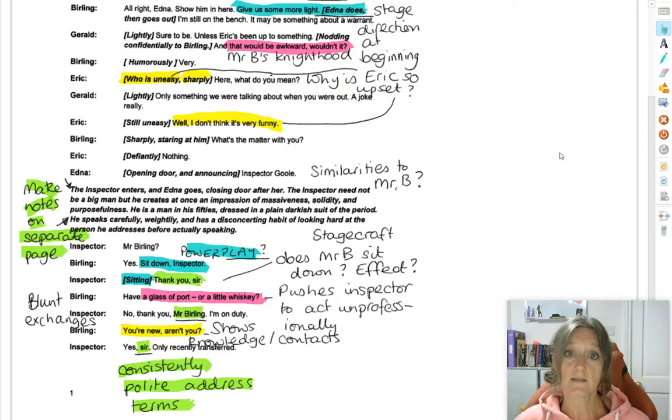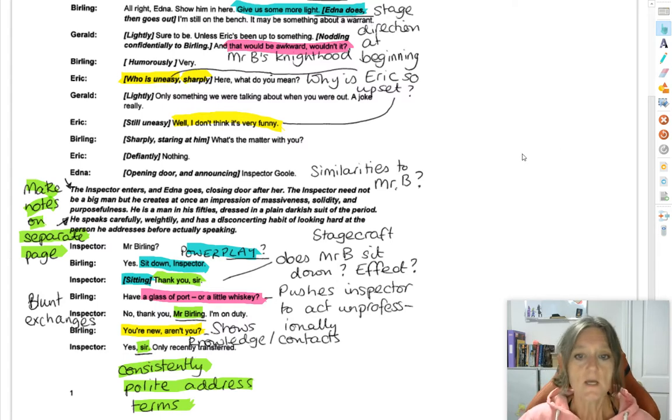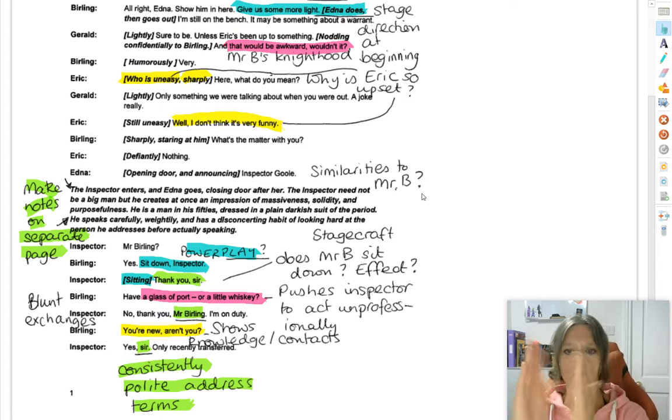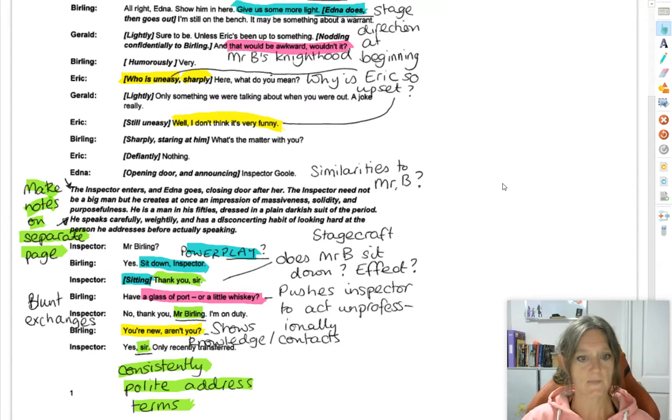So hopefully you can see there that Inspector Goole and Mr Birling have probably come from really similar backgrounds. They both come from the working classes. They've both done well in their respective jobs, and they've both worked their way up, as I said previously. However, as a policeman, you're not going to be interested in profit. You're going to be interested in making sure that people get justice. So that's quite different aims and ambitions there. Okay, so think about that. There are quite a lot of parallels between Mr Birling and the inspector.